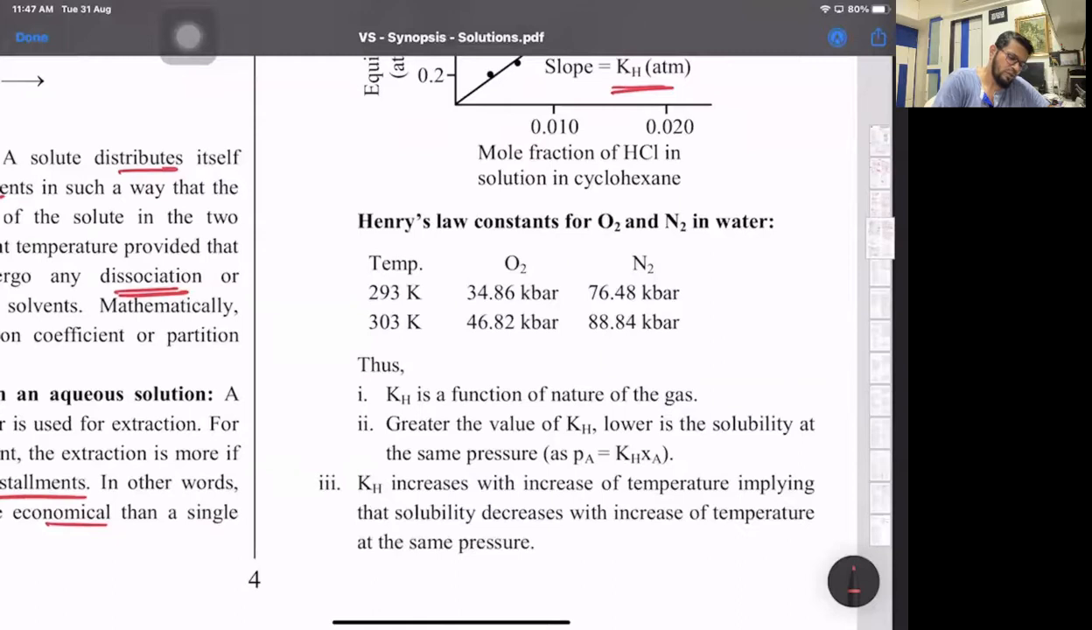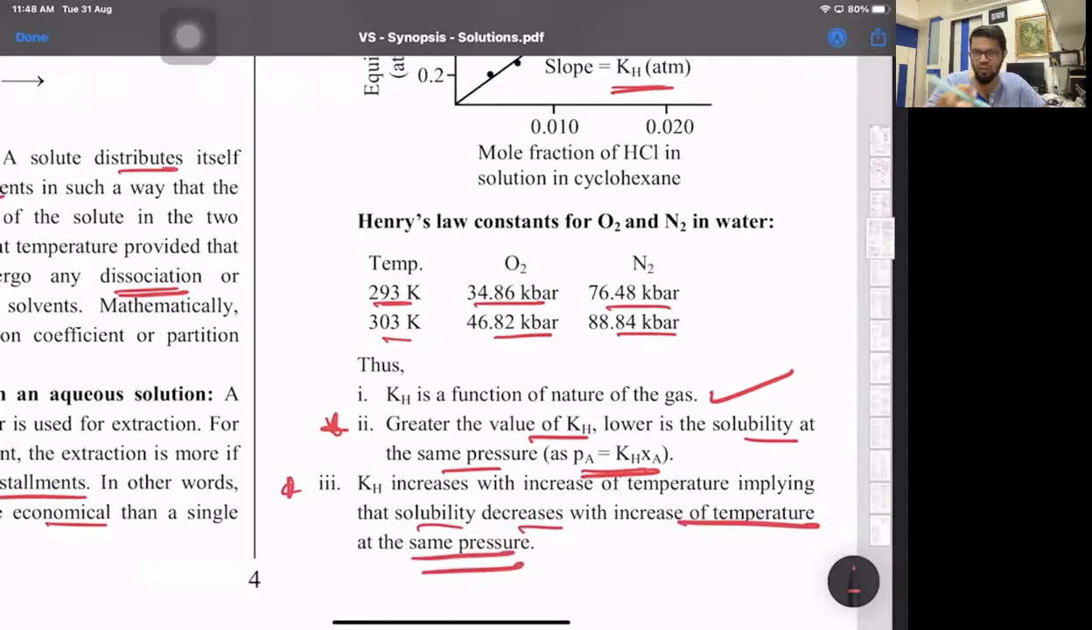So at particular temperatures, you will see the solubility of oxygen and nitrogen. Kh is a function of the nature of the gas. The greater the value of Kh, the lower is the solubility at the same temperature and the same pressure. That's true because P is equal to Kh into Xa. All right. Kh increases with increase in temperature. What does that imply? That the solubility decreases with increase in temperature at the same pressure. These 2 points are important with respect to the MCQs.